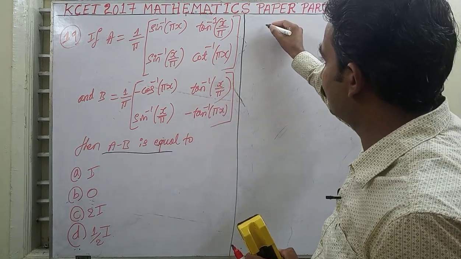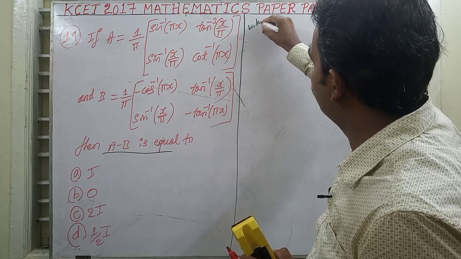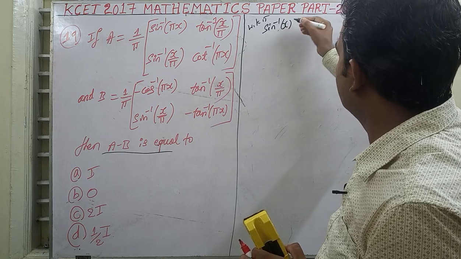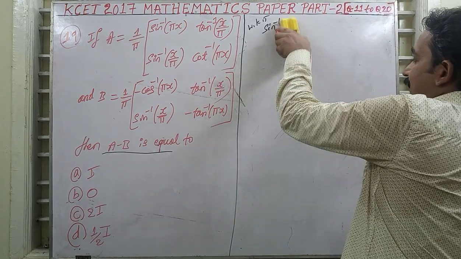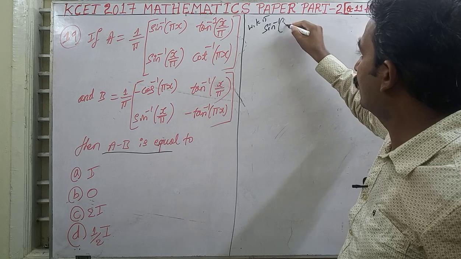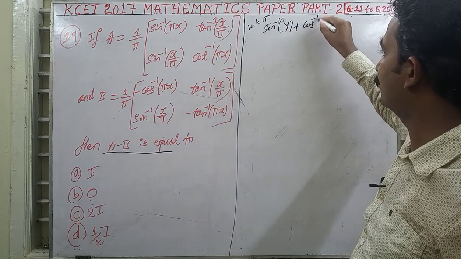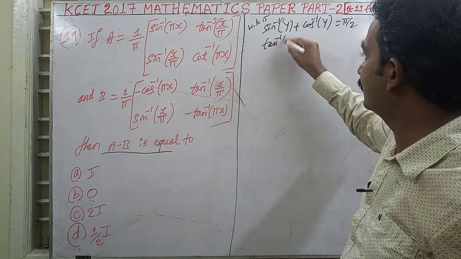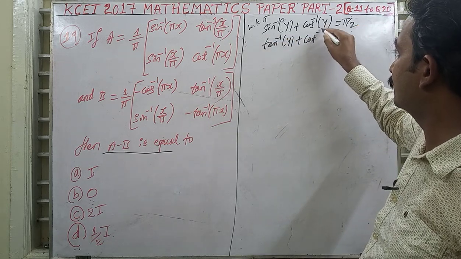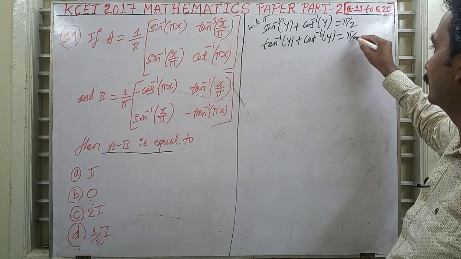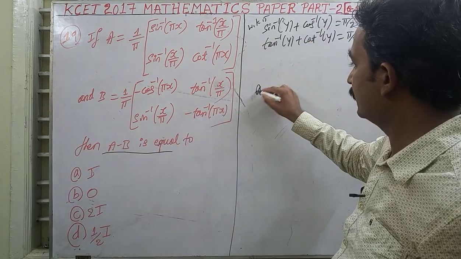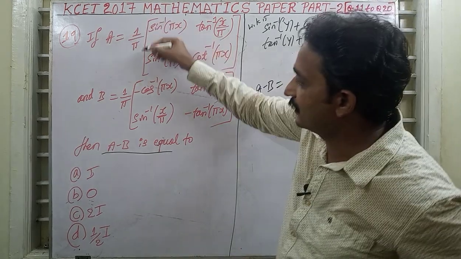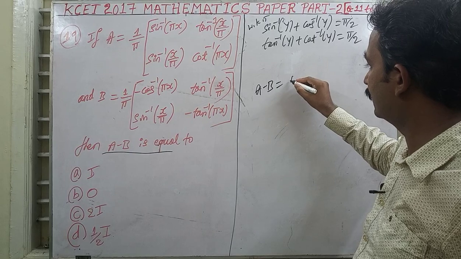We know the formula: sin inverse of y plus cos inverse y is equal to pi by 2, and also tan inverse y plus cot inverse y is also equal to pi by 2. So now we have to find out a minus b. A minus b, in this case 1 by pi is the common term, take 1 by pi outside.